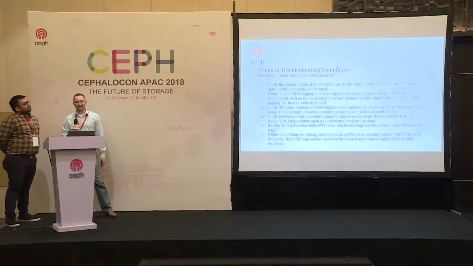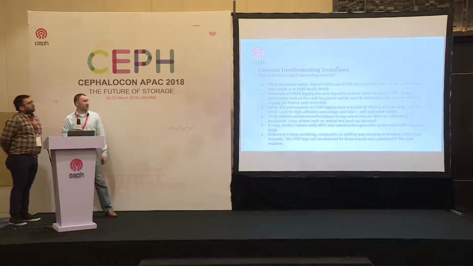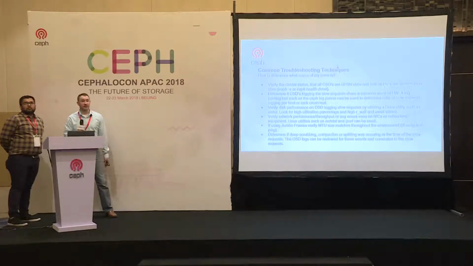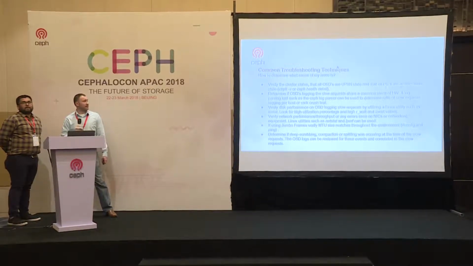So start off with a ceph -s or a ceph health detail, and that'll give you a more general idea of where you need to look. Another thing is we can determine the OSDs logging the slow requests. Do they share any type of common piece of hardware? Are they in the same storage node? Are they in the same rack? Are they sharing the same network switch? That usually can help us.